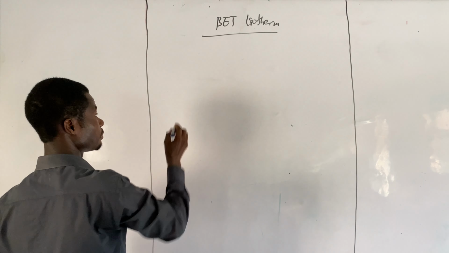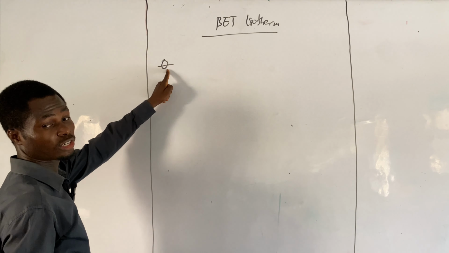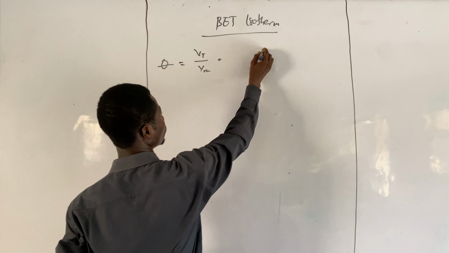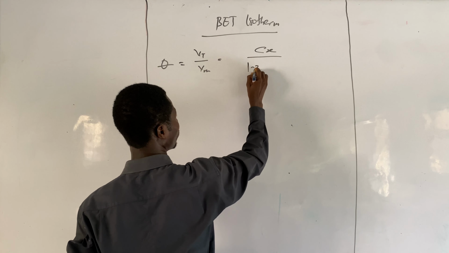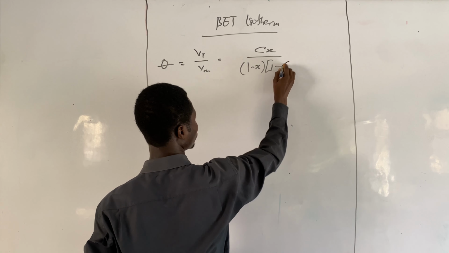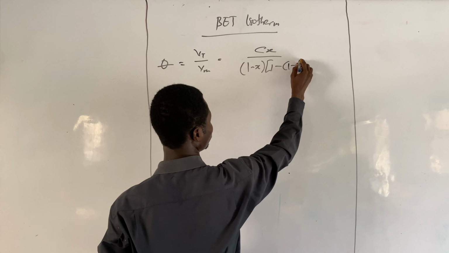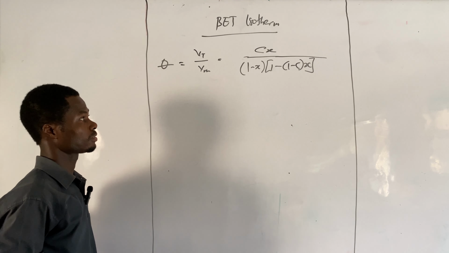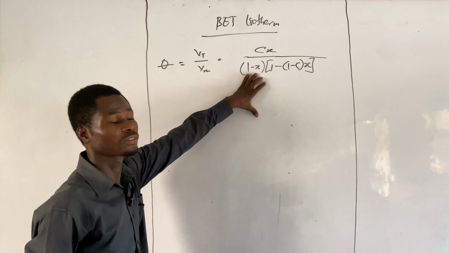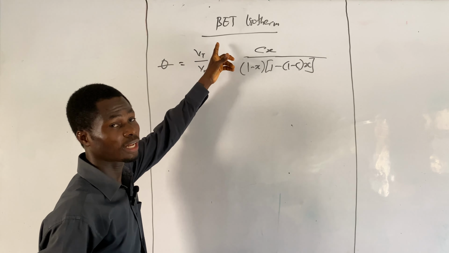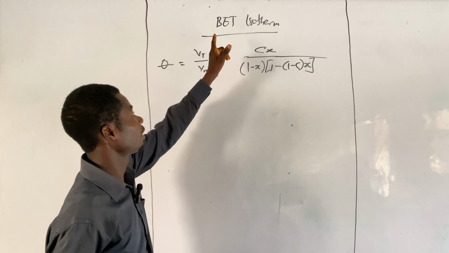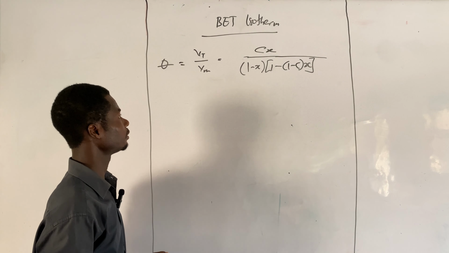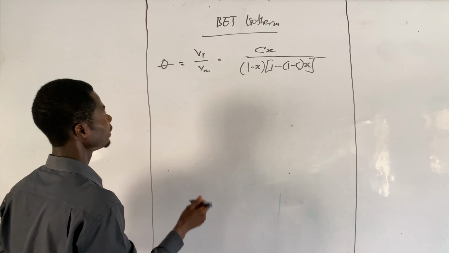So the expression for the BET isotherm is given as this. If this is the fractional coverage, then we have Vt over Vm is equal to Cx over (1 minus x)(1 minus x plus Cx). So this is the expression, all right? We want to derive this, so that's our focus today. Furthermore, like I said, this is named after Brunauer, Emmett, and Teller, who came up with this isotherm.